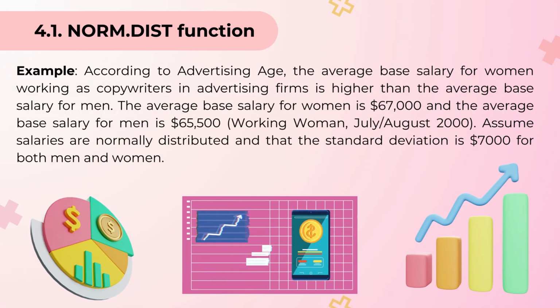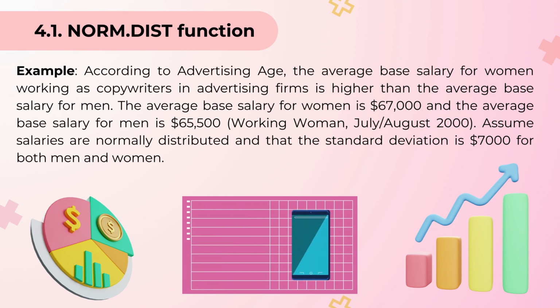Now let's proceed with an example. According to Advertising Age, the average base salary for women working as copywriters in advertising firms is higher than the average base salary for men. The average base salary for women is $67,000, and the average base salary for men is $65,500. The data is sourced from Working Woman, July-August 2000.